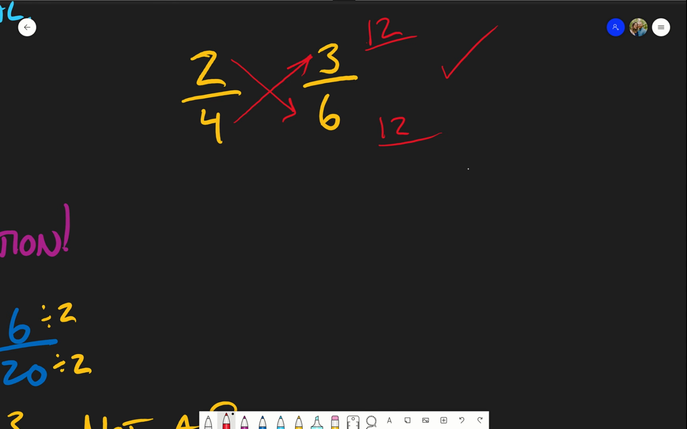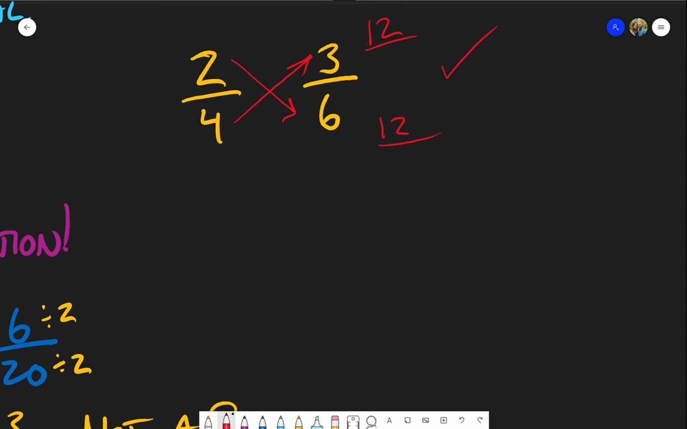Let's have something like 8/12 and 2/3. I could say, well, 12 times 2, that's 24. 8 times 3, that's 24. These are the same. This is a proportion. It's always going to work to do the cross multiplying. Sometimes we might have to multiply really big numbers, so it's nice to simplify our fractions first. But the cross multiplication will always work to be able to say if this is a proportion.